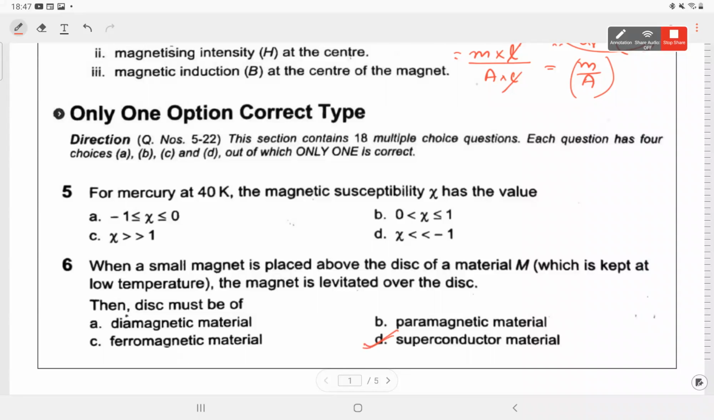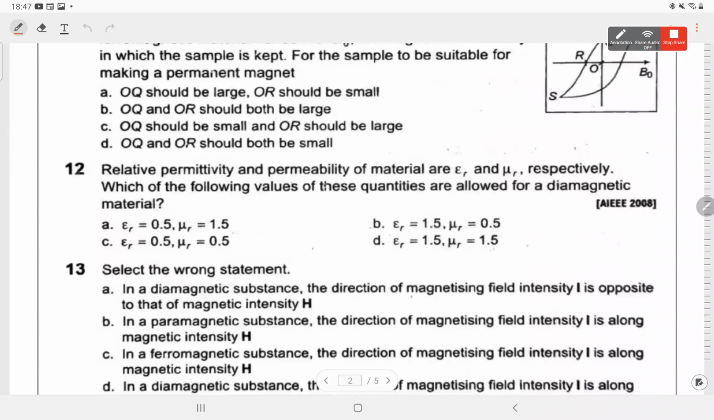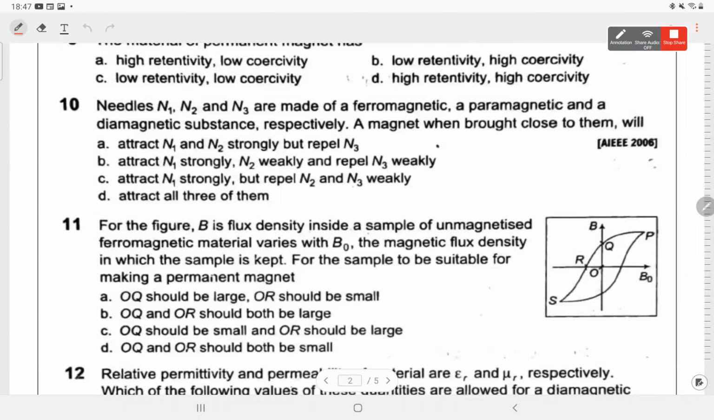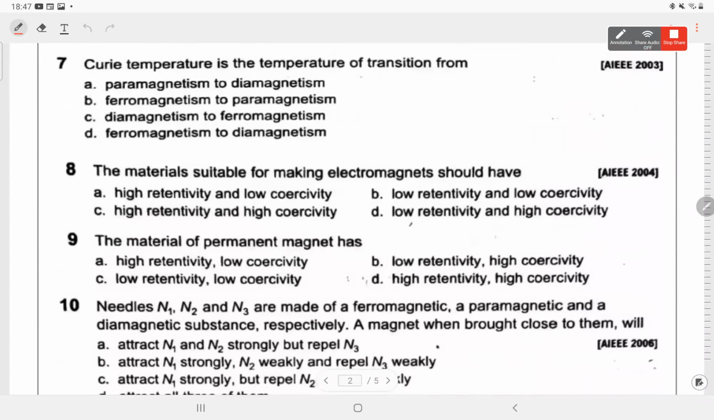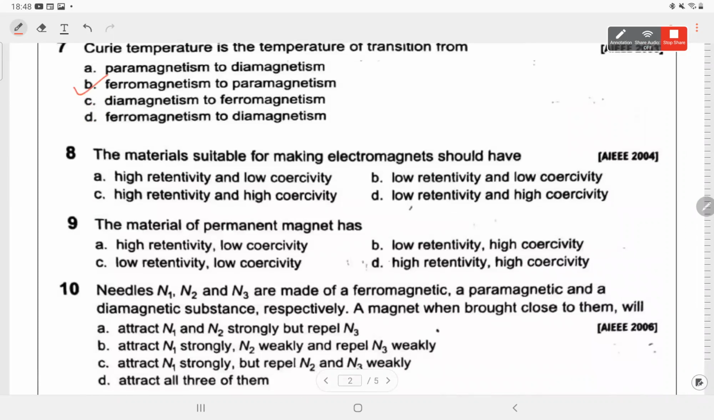Mercury is diamagnetic. Diamagnetic susceptibility is negative and less than 0. Curie temperature is the temperature of transition from ferromagnetism to paramagnetism. The material suitable for making an electromagnet is low retentivity, low coercivity. The metal of a permanent magnet should be high retentivity, high coercivity.